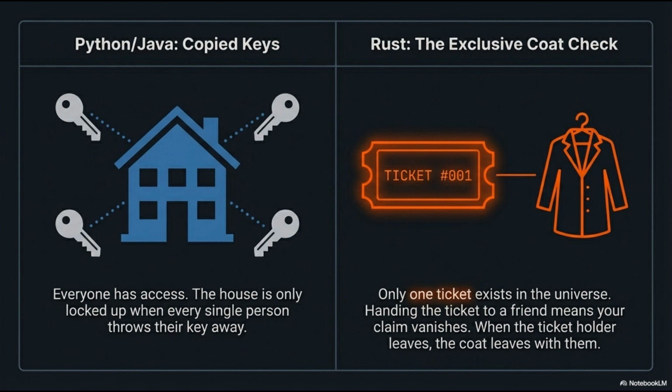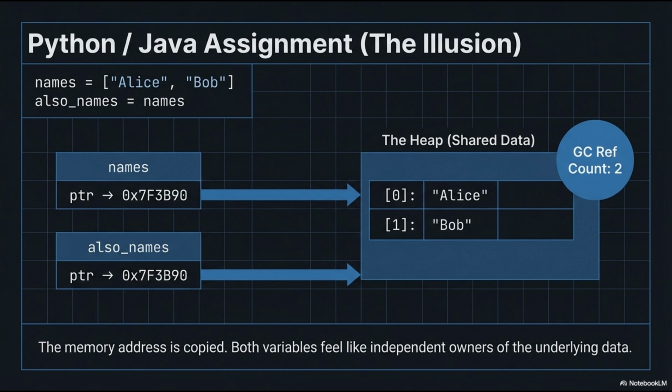And that exclusivity is what gives Rust its power. But I have to admit, it's also what causes the most intense friction for newcomers. Yeah, I can imagine. So let's look at the exact moment a Python or Java developer usually hits that brick wall. Let's talk about variable assignment. Oh boy. The classic shock. Right. So let's set the stage with Python.